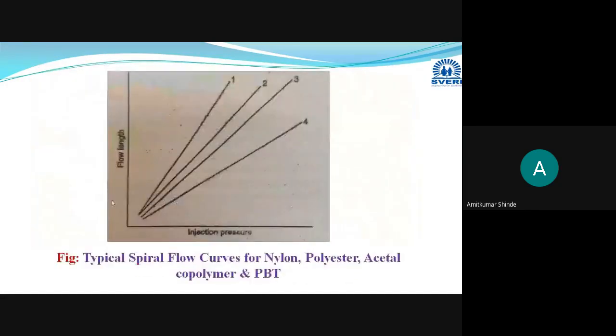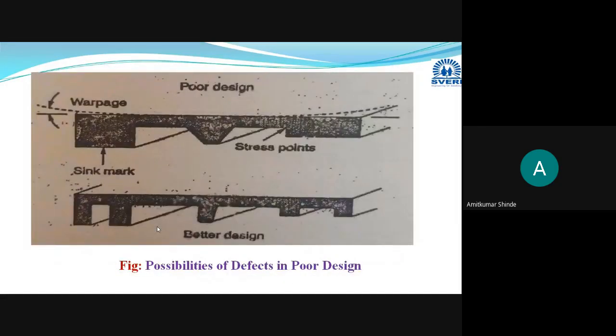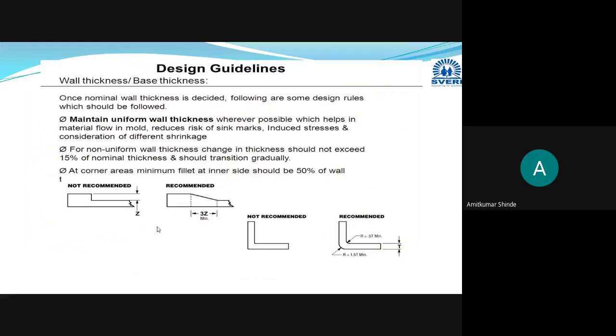So these are the points on how design should be modified. Design guidelines are there to modify the design. This I have already explained. Maintain uniform wall thickness. Why is maintenance of uniform wall thickness required? Wherever possible, maintain uniform wall thickness because it will reduce the risk of sink marks, induced stresses, and different shrinkages. Already I have explained this.